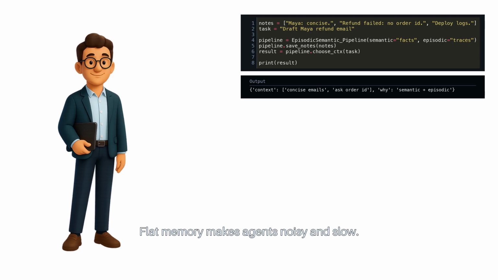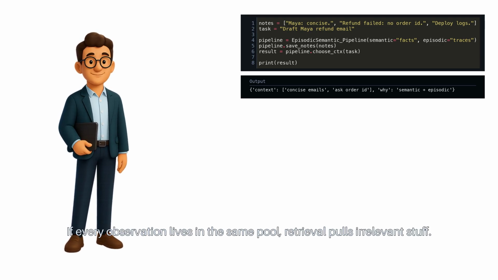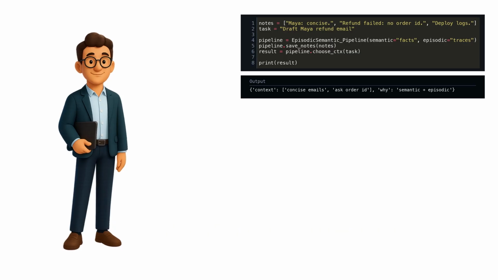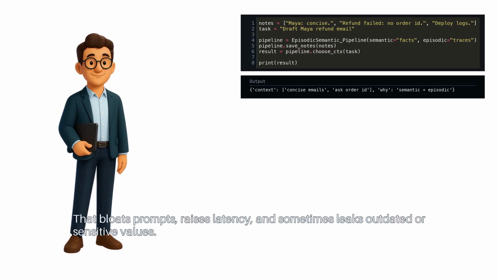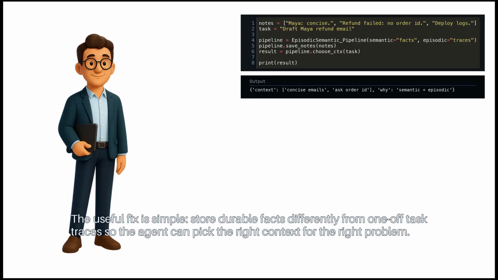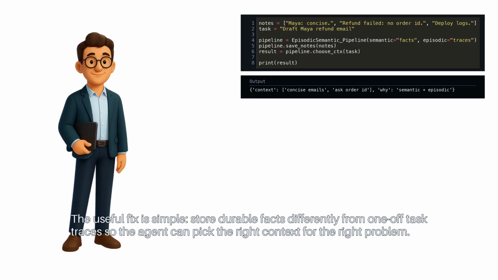Flat memory makes agents noisy and slow. If every observation lives in the same pool, retrieval pulls irrelevant stuff. That bloats prompts, raises latency, and sometimes leaks outdated or sensitive values. The useful fix is simple. Store durable facts differently from one-off task traces, so the agent can pick the right context for the right problem.